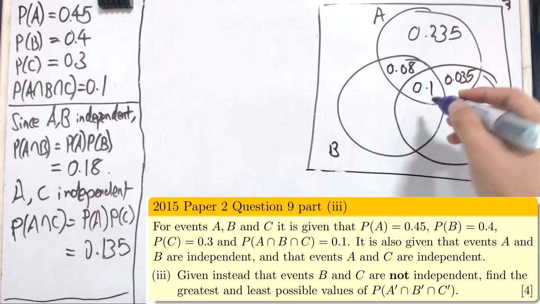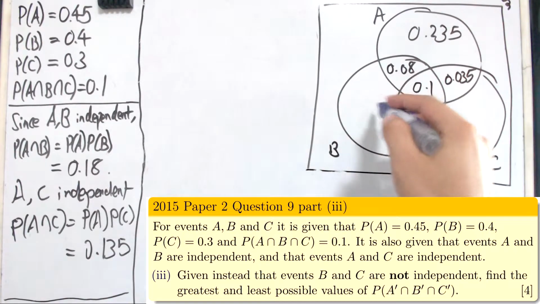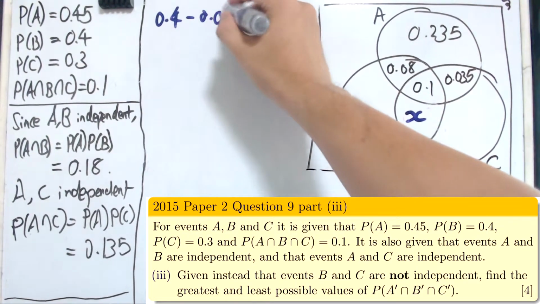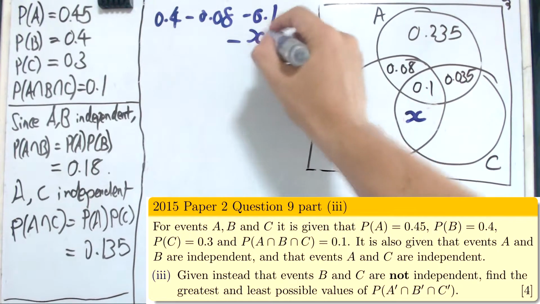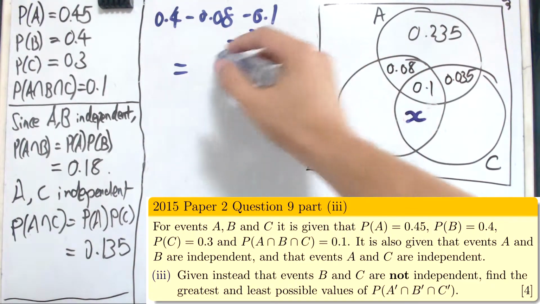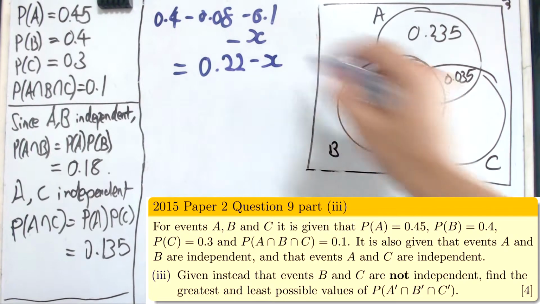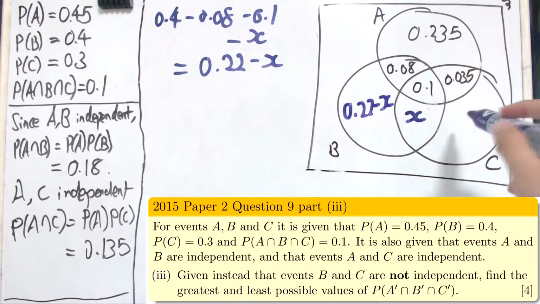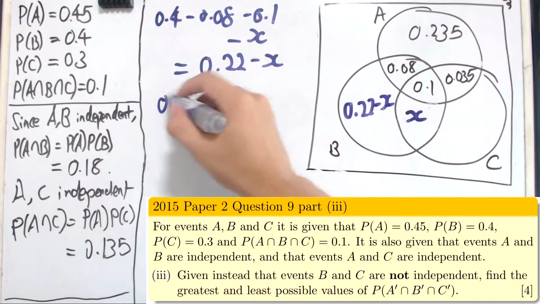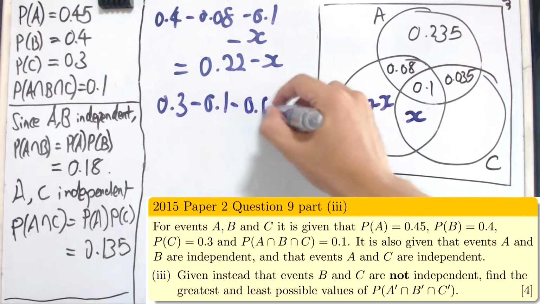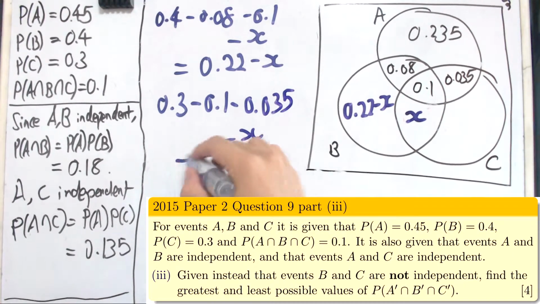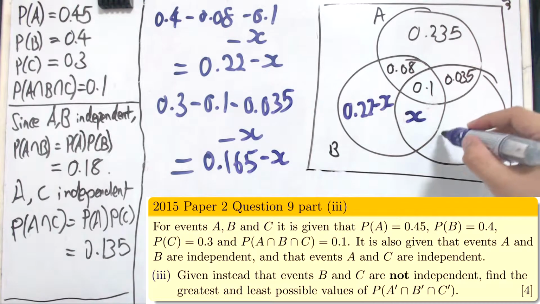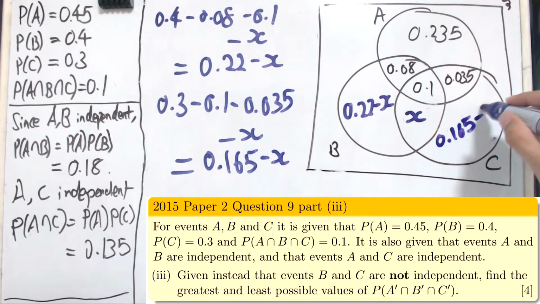To proceed, let's use a bit of algebra. Let us label this region in the middle X. So to fill in this region, we'll take the probability of B, which is 0.4. Taking 0.4 minus 0.08 minus 0.1 minus X gives us the quantity 0.22 minus X. So this region is 0.22 minus X. Similarly, to fill in this region, we take the probability of C, which is 0.3 minus 0.1 minus 0.035 minus X, which gives us the quantity 0.165 minus X.